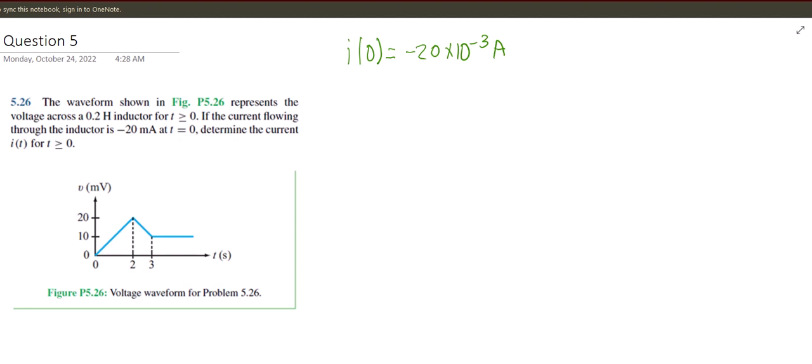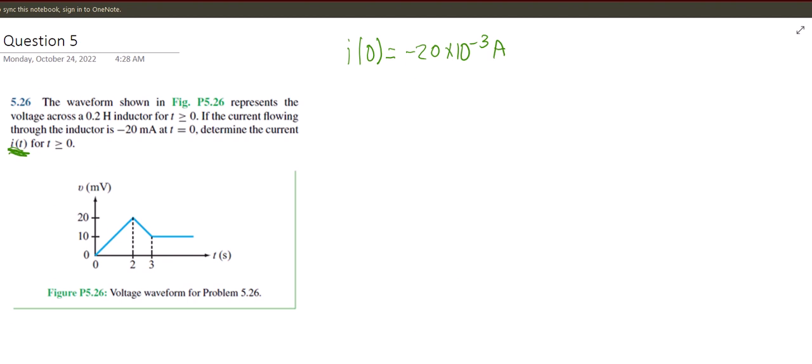And we want to determine the current I of t for t greater than or equal to 0. So we're determining a function. So that means we're not determining numbers, we're determining a function. And if you look at the waveform, it's in 3 pieces. And so our function is going to be in 3 pieces as well. So we're going to have 3 different pieces for our function, and we have to find them. But first, to do that, we need to find out what our function is. So we're going to see how our function is defined.